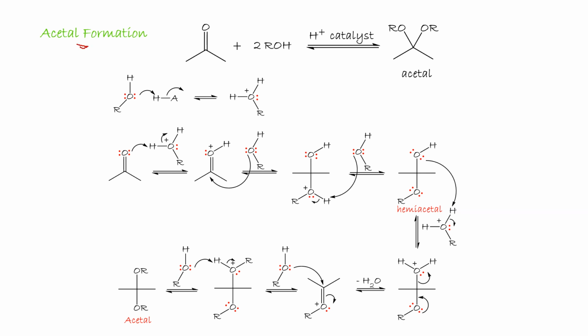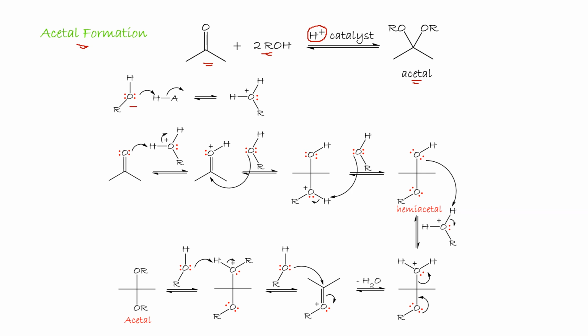Acetal formation. Instead of using water, we use alcohol. So carbonyl compounds, aldehydes and ketones, with alcohol in catalytic amount of H+, like sulfuric acid or para-toluene sulfonic acid, we get acetal.